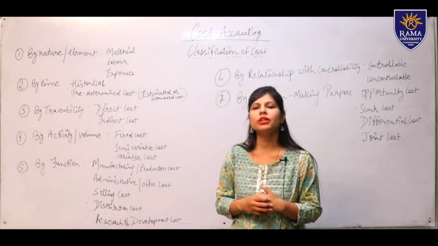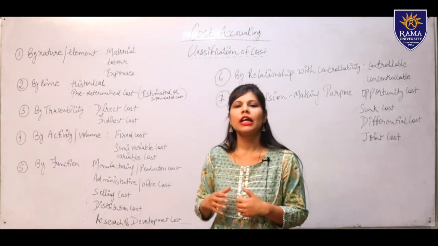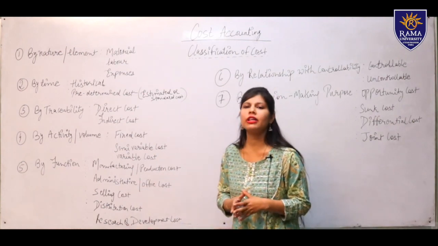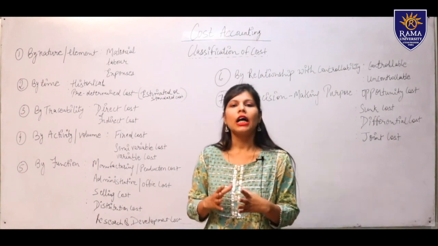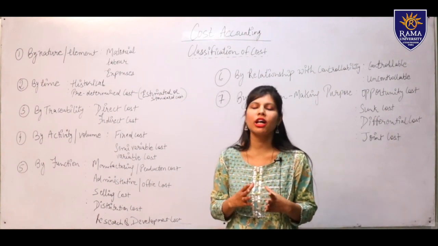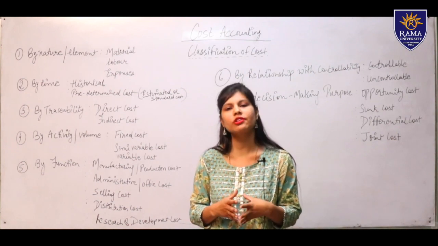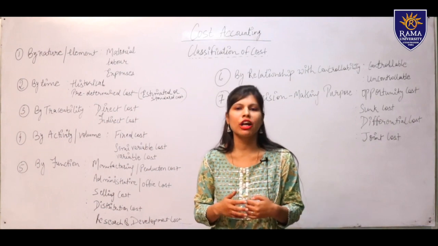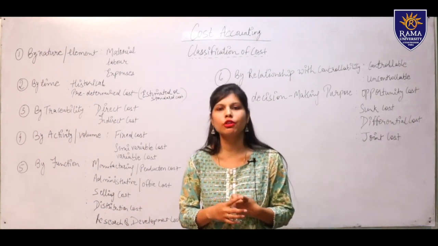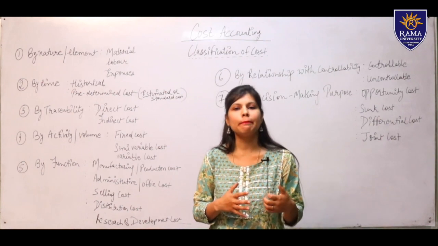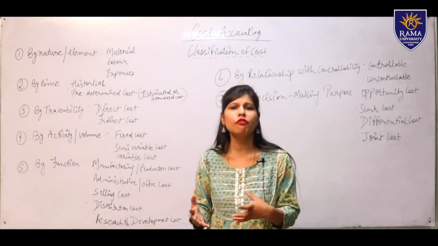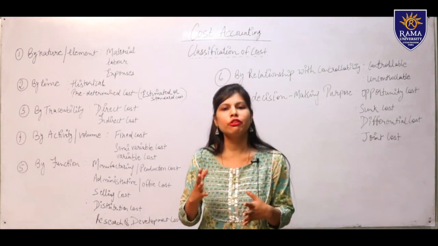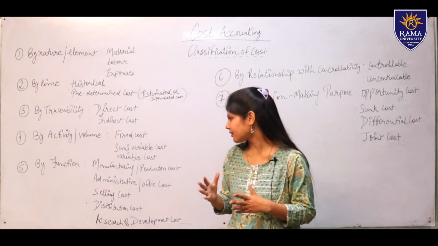Now if we talk about the other classification, it is classification by function. The first one is manufacturing and production cost. Again, the name suggests the meaning: production and manufacturing cost is that cost which is directly involved in the manufacturing process. For example, purchasing or storage of the raw material. So this is the cost which is directly involved in the manufacturing or production process.